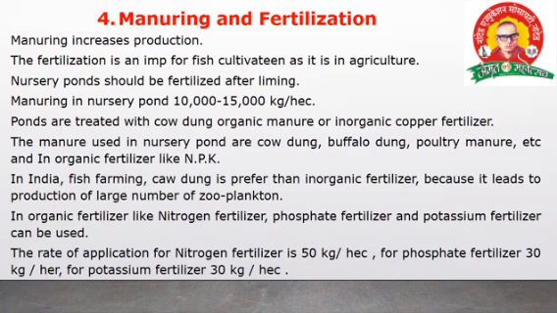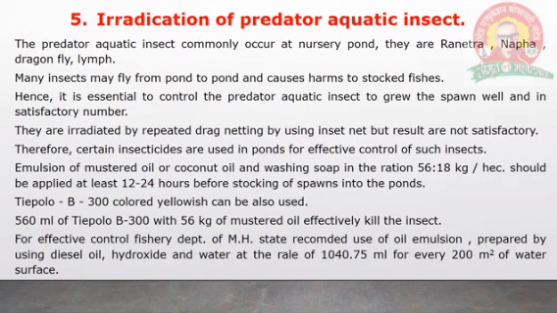The rate of application is nitrogen fertilizer 50 kg per hectare, phosphate 30 kg per hectare, and potassium 30 kg per hectare. I already told you about NPK, that is nitrogen, phosphate and potassium. Okay, all of that is manuring and fertilization.